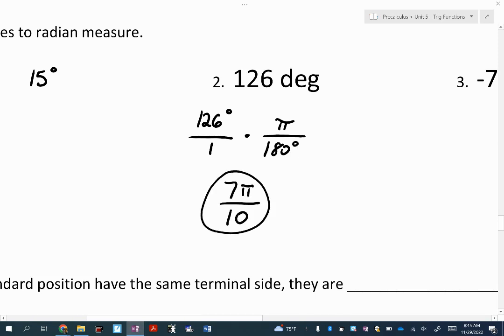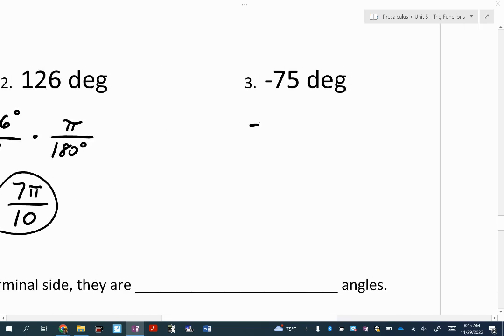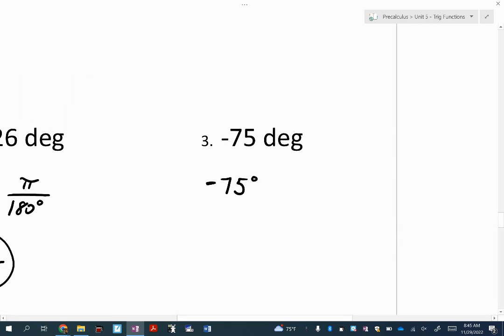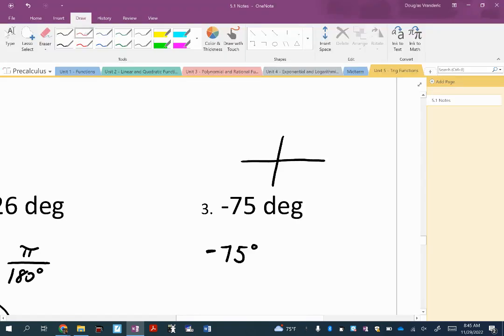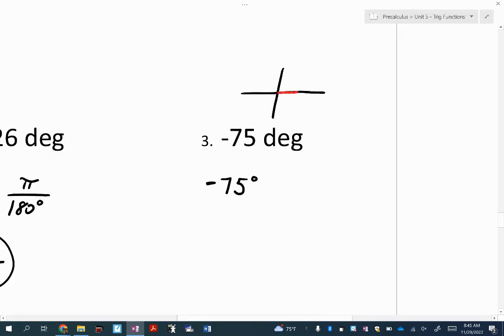And then finally, one more. We have negative 75 degrees. Remember, all that means is that my answer is going to be negative. Key thing is I'll just do a quick little sketch here. If you were to sketch negative 75, you would start at your original x-axis, but you're going to move this way to negative 75 degrees. So you just move clockwise.